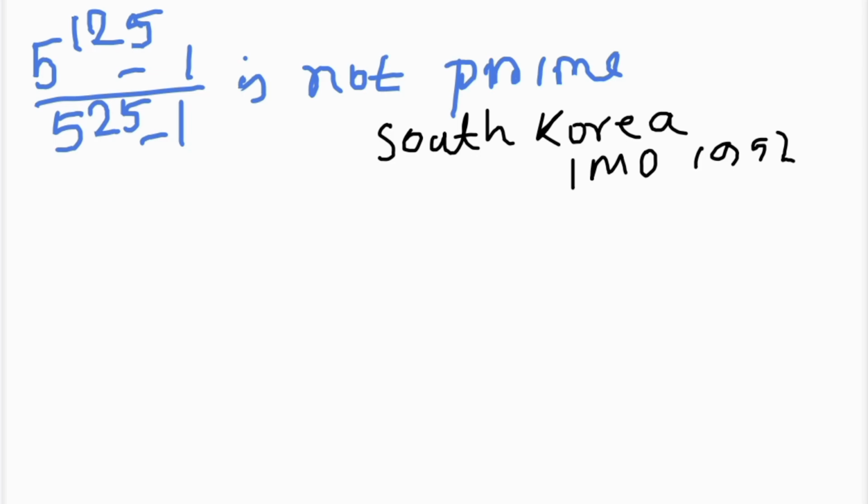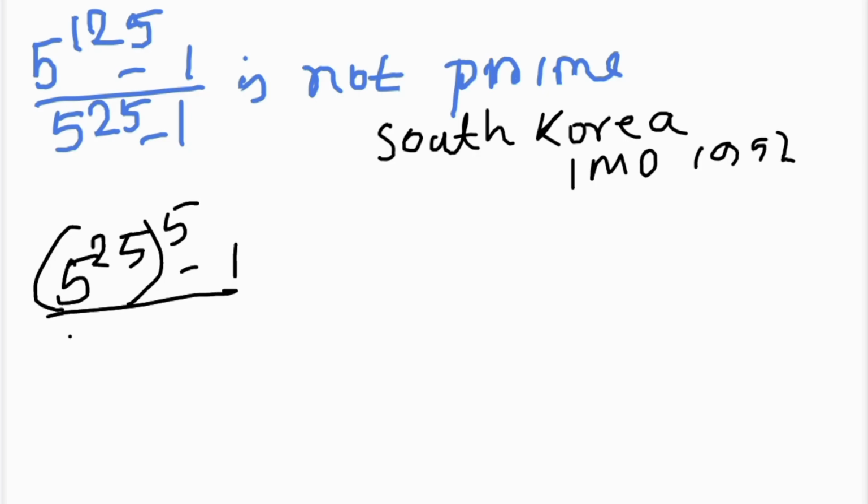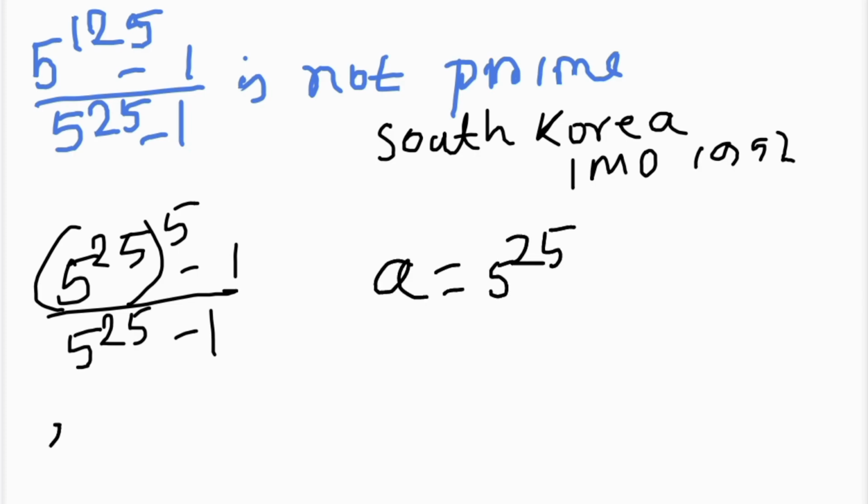So now look at 5 raised to the power 125. We can write it as (5 raised to the power 25) whole power 5, minus 1, over 5 raised to the power 25 minus 1. So let's set a equal to 5 raised to the power 25. This expression becomes (a^5 - 1)/(a - 1). Now this looks more simple.